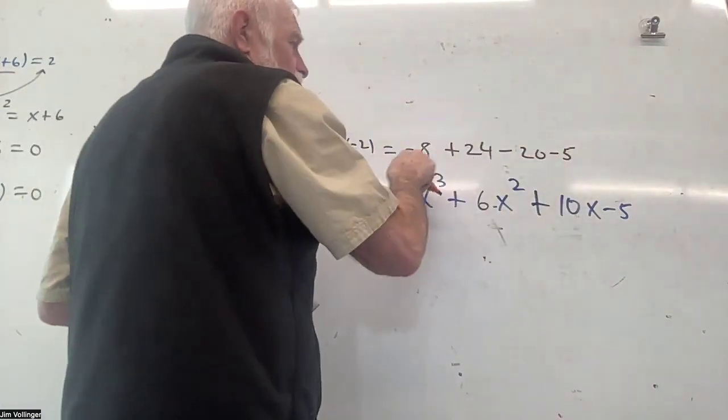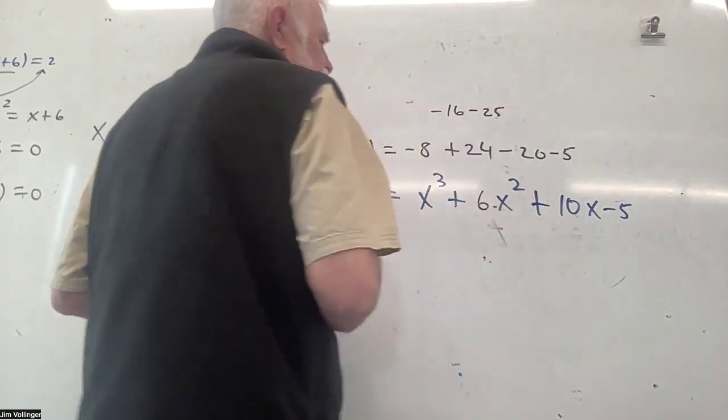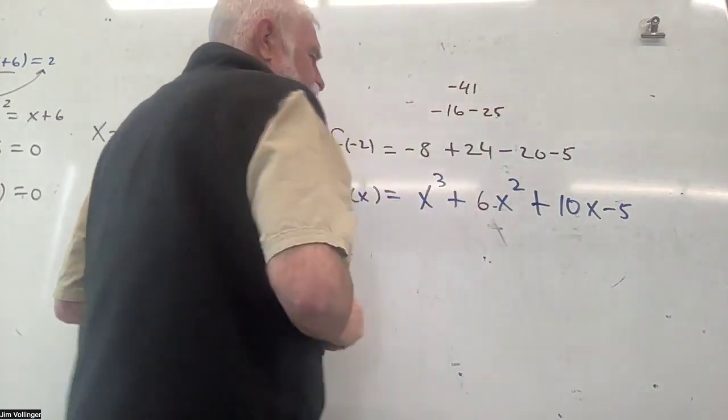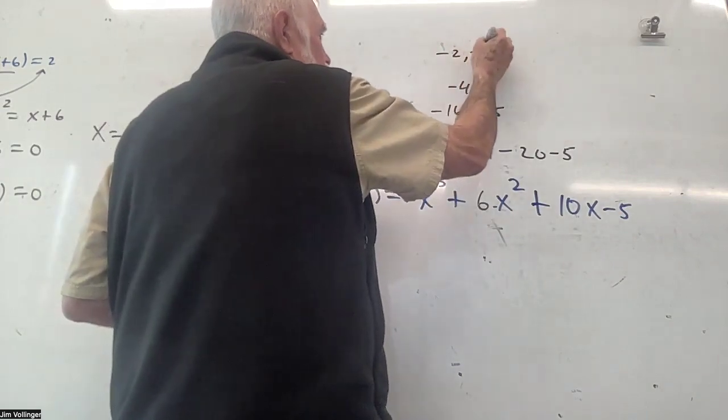So this becomes twice that and opposite. Minus 25 gets us minus 41, I believe. So what was the point of inflection? The point of inflection was negative 2, negative 41.